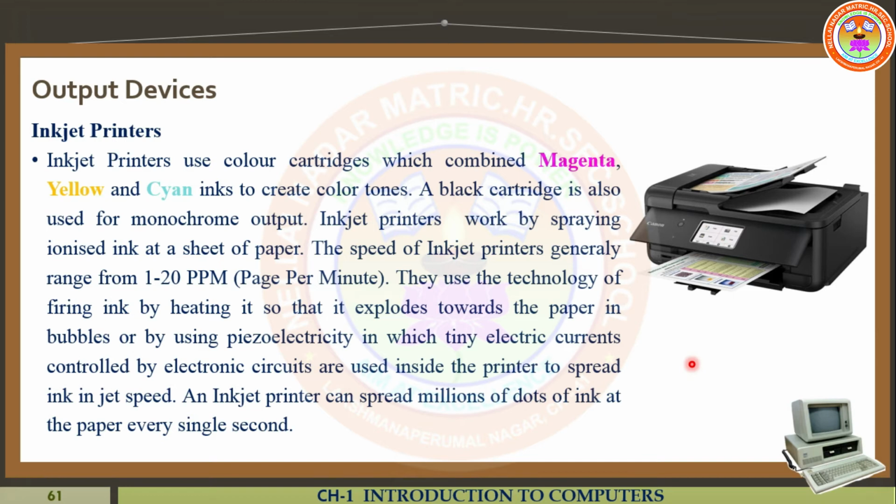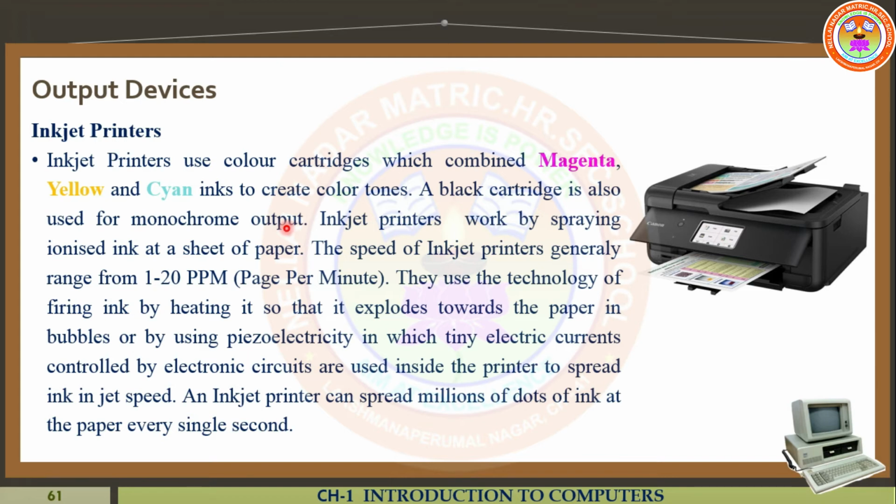So what are the major colors? Magenta, yellow, and cyan inks to create color tones. These three colors are filled in the color cartridges. A black cartridge is also used for monochrome output. Already I told you, monochrome means both black and white and some of the basic colors.